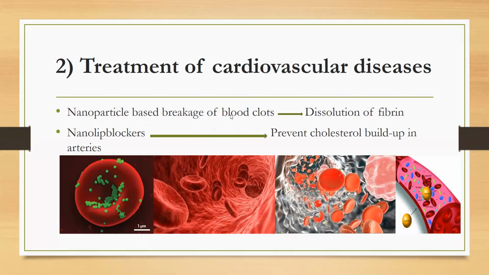Actually, blood clots in the blood circulation system of human beings are formed by a protein called fibrin protein. So what these nanoparticles do is they actually dissolve this fibrin. Once this fibrin is dissolved, the clots are then broken down. And once the clots are broken down, it means that the blood circulation system would be opened, and blood can easily flow in the blood circulation system. So this is how nanoparticles could be directly used as drugs in order to treat the cardiovascular diseases.